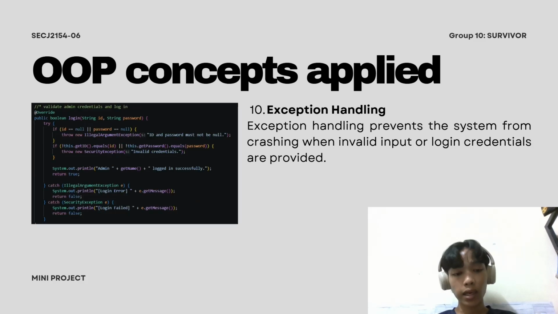And the last one is exception handling. The login method is arranged in a try-catch block, so that if someone accidentally types an invalid input or bad login credentials, the system will handle it. It will throw a specific error message for each mistake, things like null IDs or bad passwords, and print an error message, which prevents the whole system from crashing.